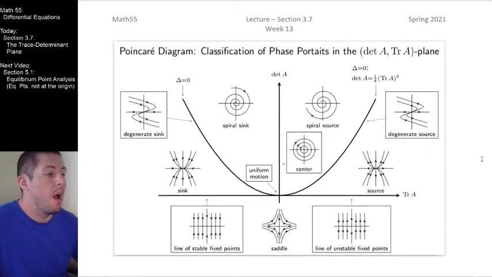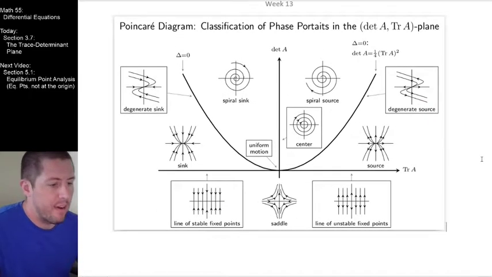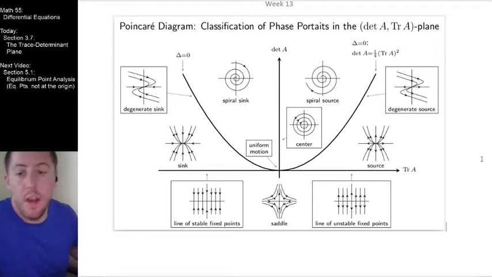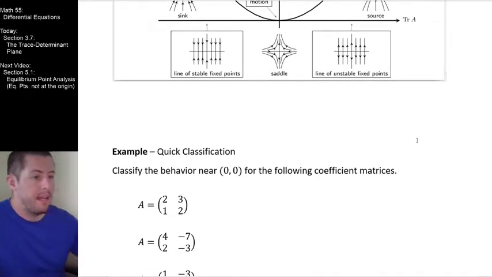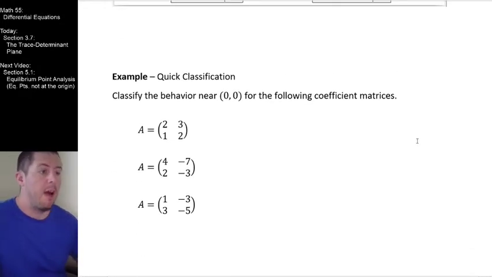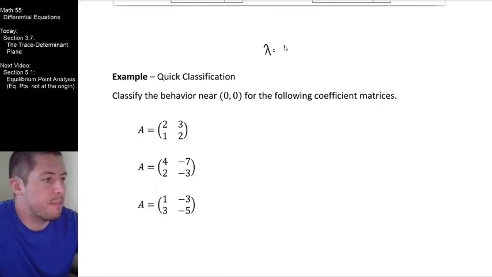There we go. So, our much nicer diagram right here, and I just Googled for this. So this is a good thing for you to keep available for yourself so that you can reference your diagram and make those quick classifications based on just doing a little bit of mental math. So let's go ahead and do some examples of this. I want to classify the behavior near the origin for each of the following coefficient matrices, and I'm just going to remember for myself, I just keep on writing my same statement here.